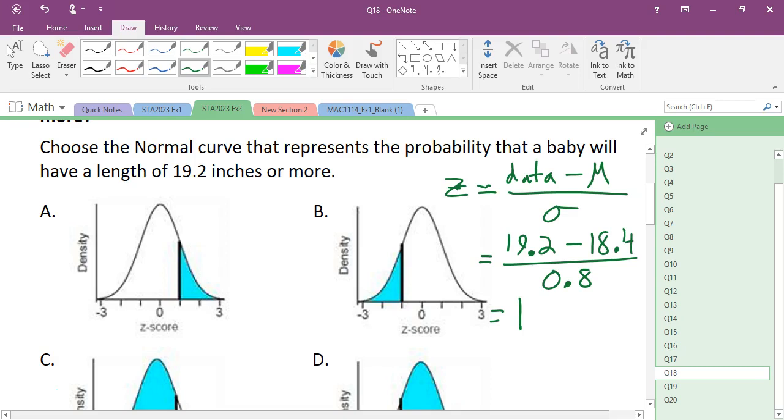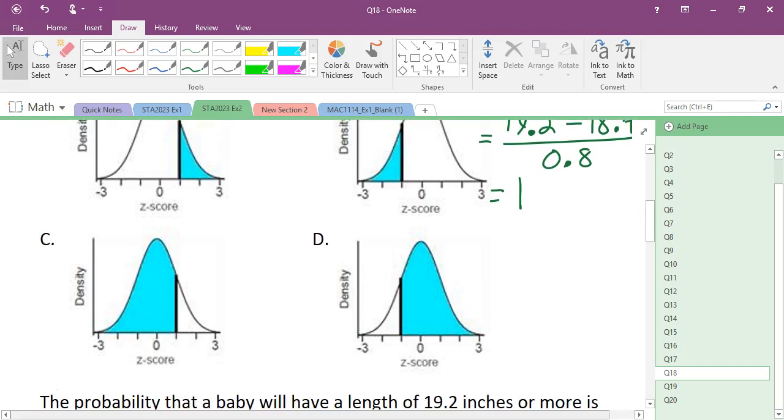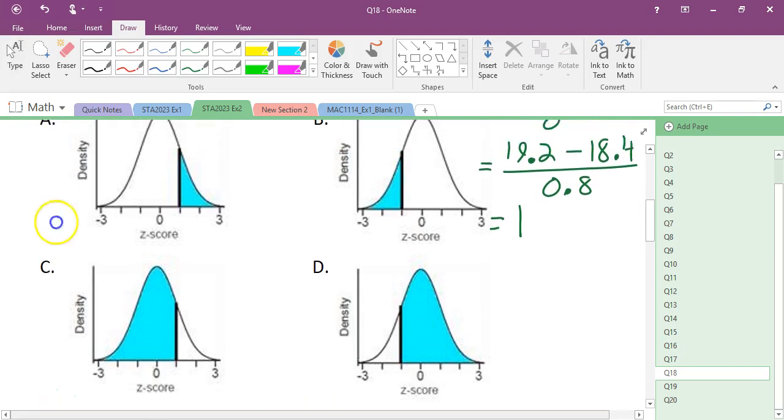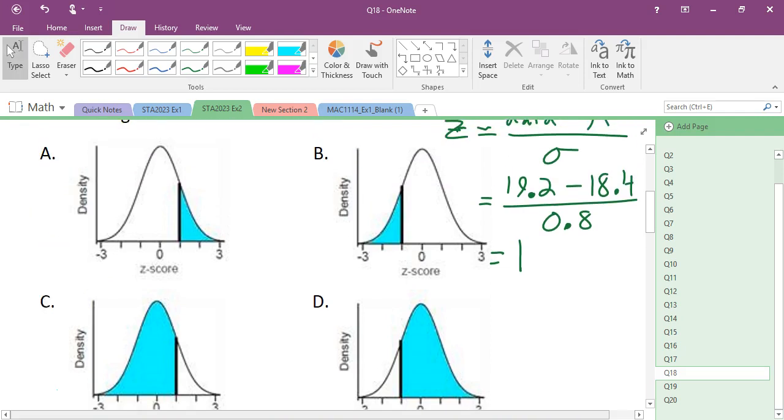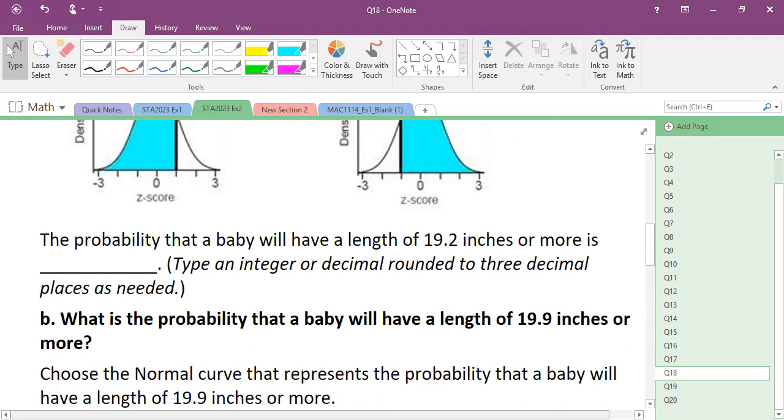So which picture shows us 1 and above? A. So there you go. But you could also, if you wanted to, put the 18.4 and then add your standard deviation, which gives you the 19.2. You could have converted it that way too and found that it has to be graph A. So now we want to figure out the probability.